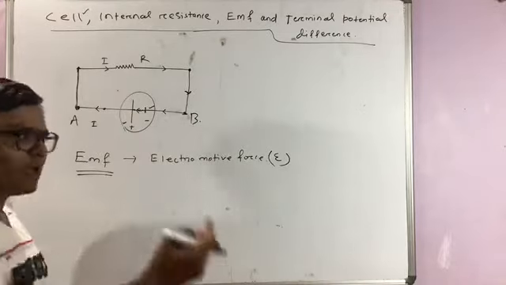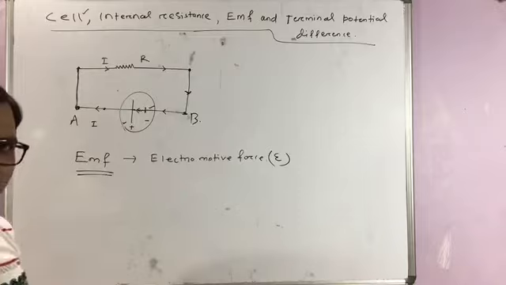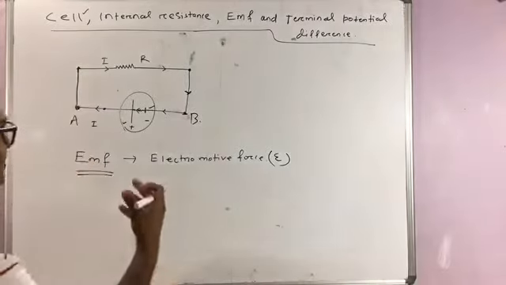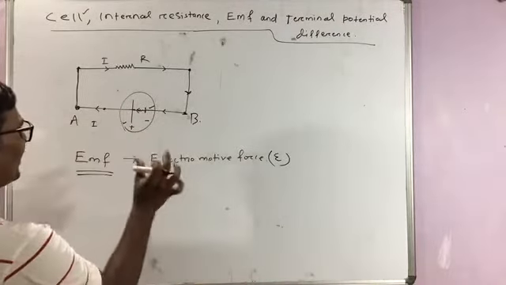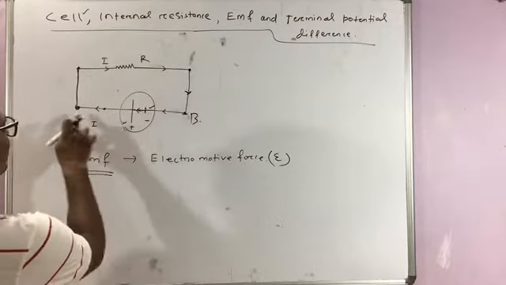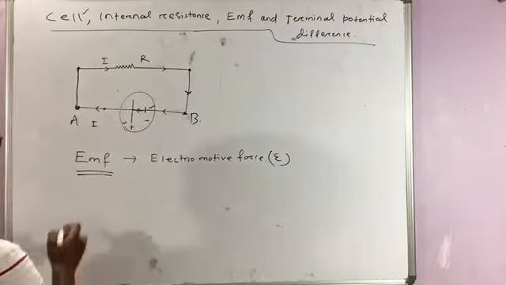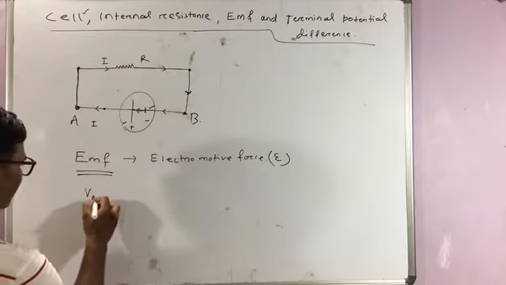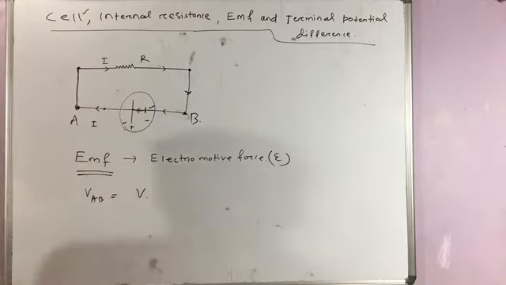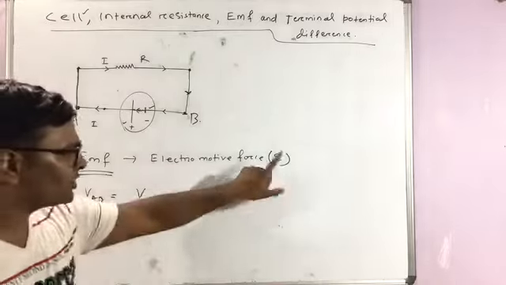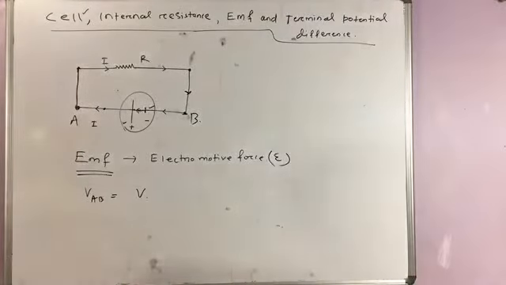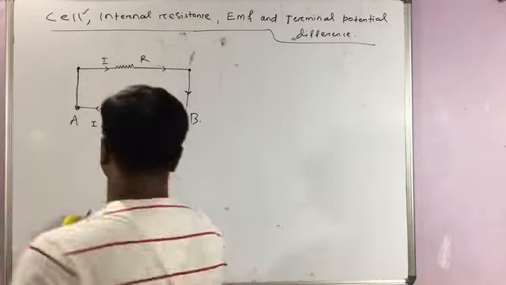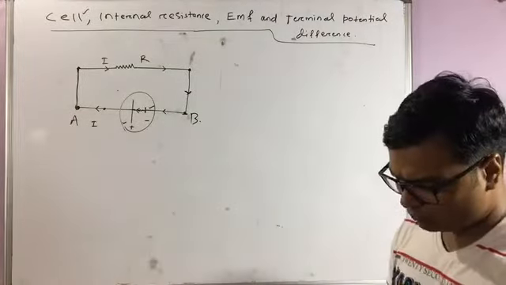When the internal resistance comes into play, it means the source which is producing the energy is losing some energy because of its own resistance. After losing that, whatever energy is left is called the terminal potential difference across AB. The potential difference across AB when the circuit is closed is called the terminal potential difference, and it is denoted as V, whereas the electromotive force is denoted by a small e or epsilon. But let me elaborate on the meaning of electromotive force.